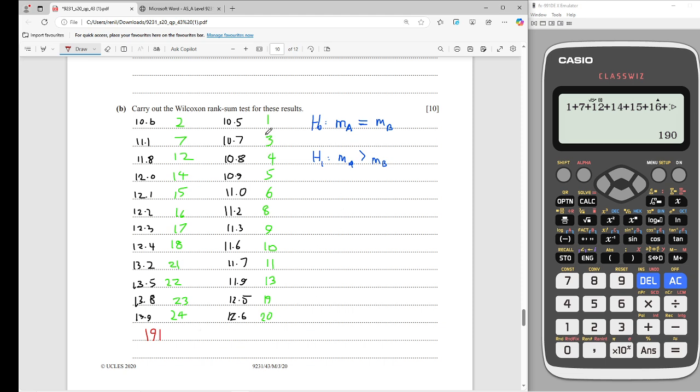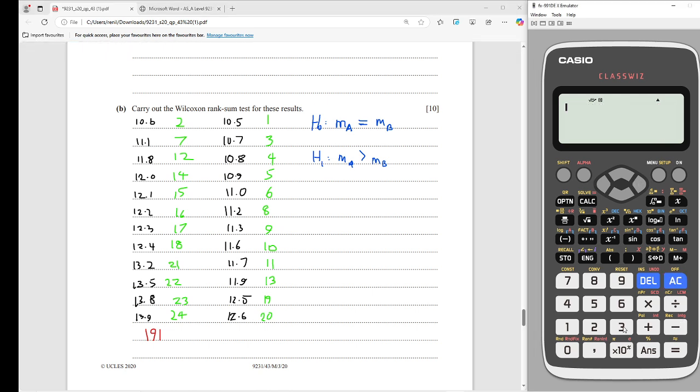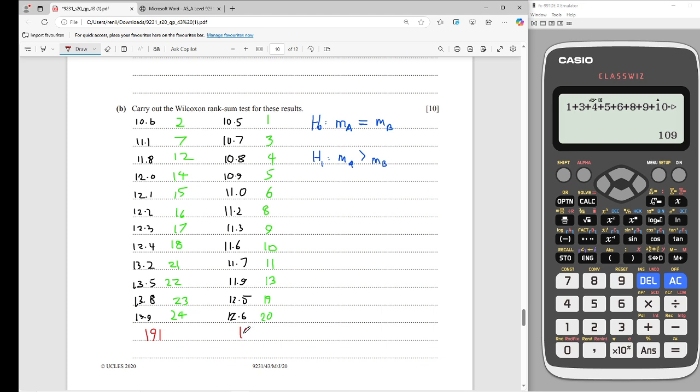Okay, and now the total of this, right? Total of this would be 1 plus 3 plus 4 plus 5 plus 6 plus 8 plus 9 plus 10 plus 11 plus 13 plus 19 and finally plus 20, which is equal to 109. Now our test statistic T is equal to the minimum of 191 and 109, which in this case is obviously going to be 109.